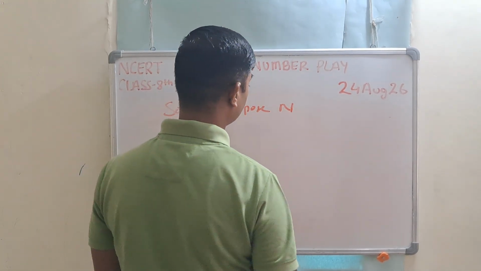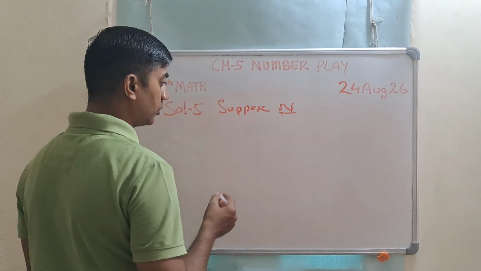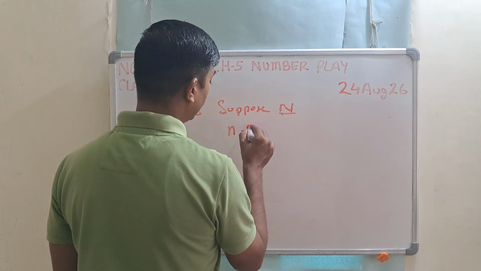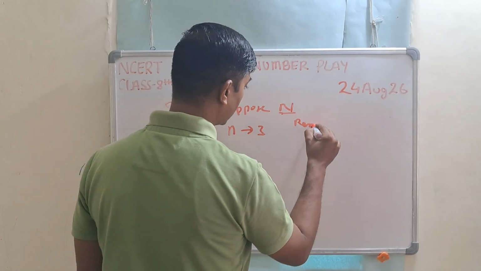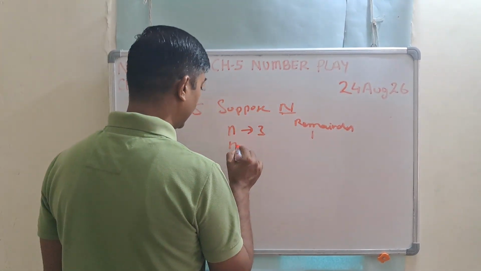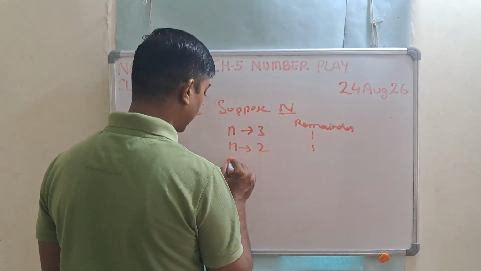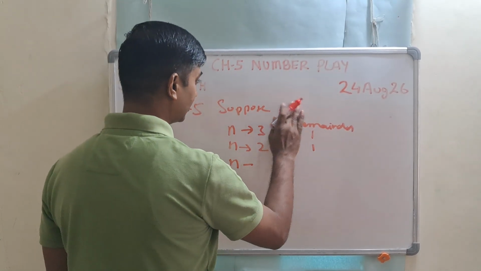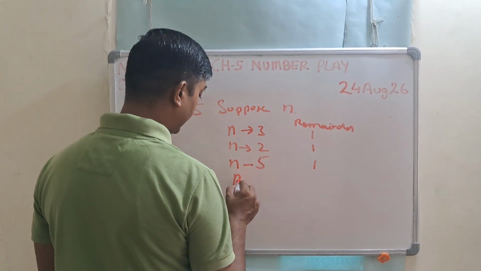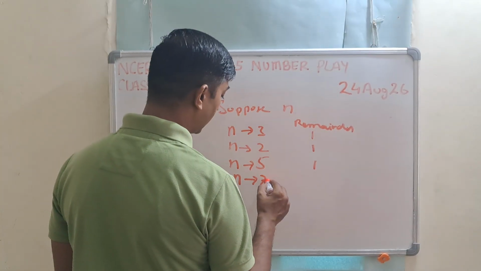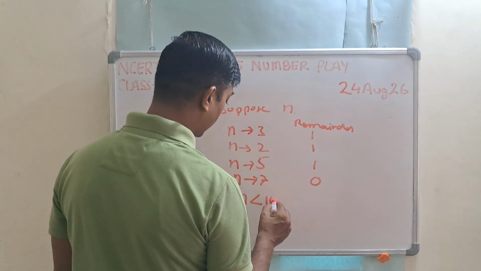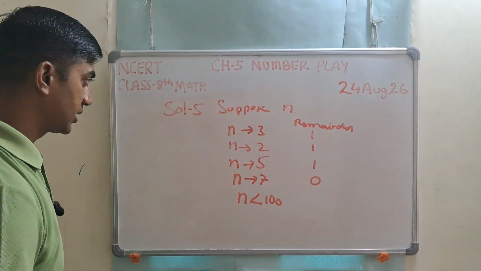Suppose n is the number. Okay? So when n is divided by 3, the remainder is 1. When n is divided by 2, the remainder is 1. When n is divided by 5, the remainder is 1. When n is divided by 7, the remainder is 0, and n is less than 100. So these are the 5 conditions which are given to us in the puzzle.